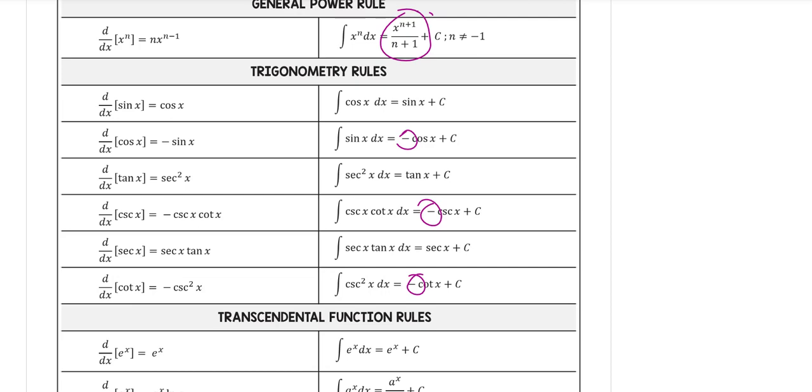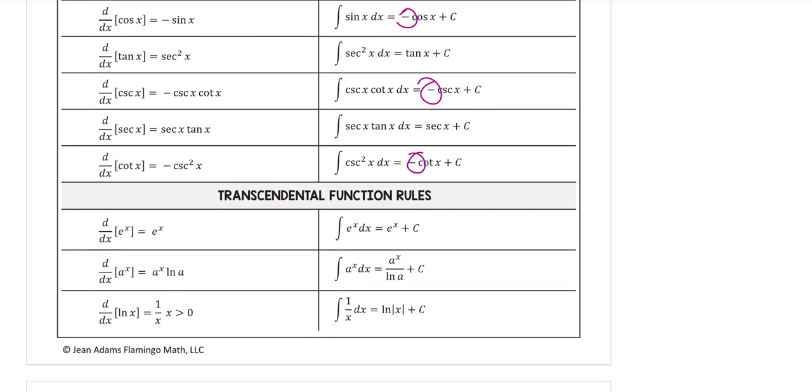And then our transcendental functions, we have our e to the x is itself. And then, of course, we've already seen a couple of examples where we're raising a to the x and 1 over x. Because remember, the derivative of ln of x is 1 over x, so its antiderivative has to be ln of x. If you notice here, they have the absolute value there, because remember that the domain of the ln function has to be positive values.